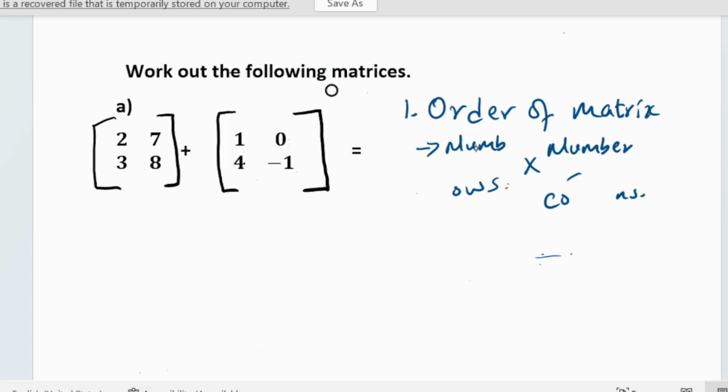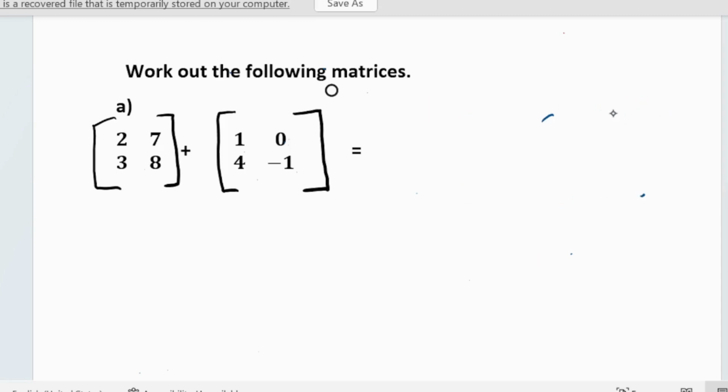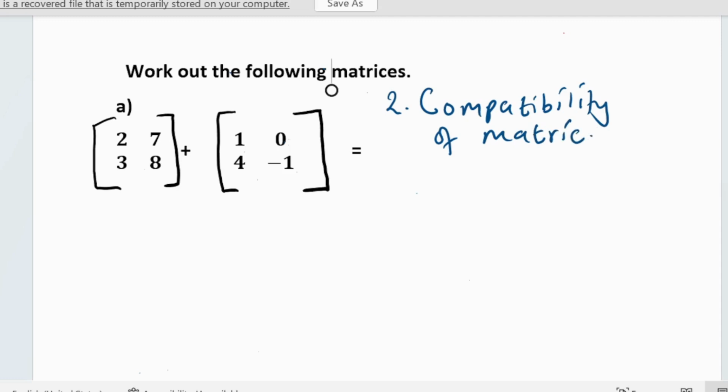Again, this next one is very important when you are adding matrices. It is what we call compatibility of matrices. You need to know how to determine if matrices are compatible. When are matrices compatible? Matrices are compatible if they are of the same order.